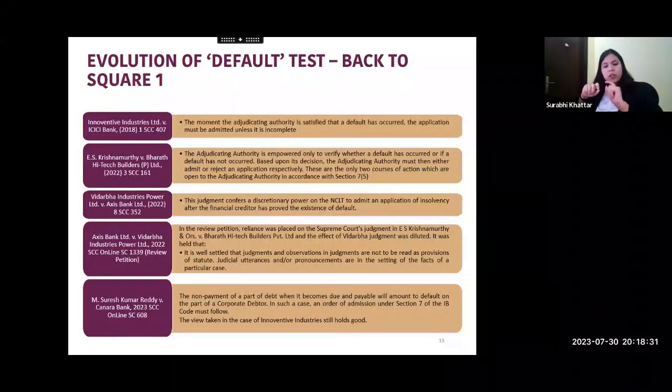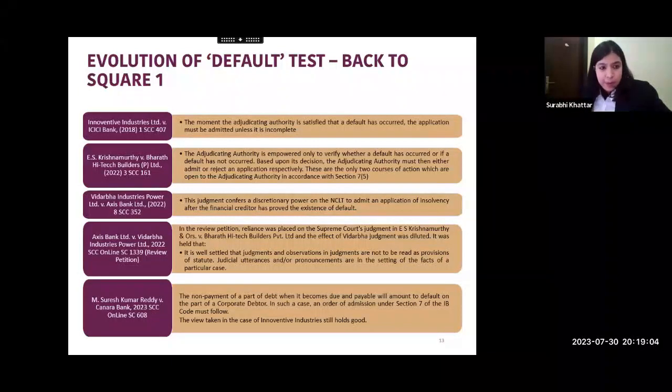The same principle was also held in Bharat Hi-Tech, where the Supreme Court clearly held that NCLT is to look at whether there is debt or default, and there are only two outcomes possible. Either debt and default is established, then you can admit, or you can reject the application under Section 7, 9 or 10 as the case may be. For an application to be admitted, the first important criterion is that there should be debt, and second, that there should be default of that debt by the corporate debtor.